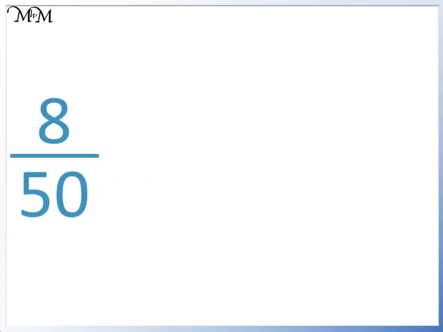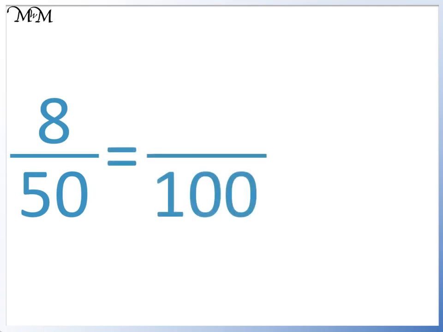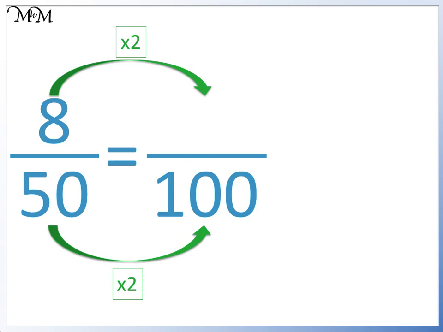But what if our fraction has a different denominator? In this example, we have 8/50ths. To convert it to a percentage, we need the denominator to be 100. This is where we will use our understanding of equivalent fractions. We want to find out how we get from 50 to 100 by either multiplying or dividing. To get from 50 to 100, we times by 2. Whatever we do to the denominator, we also need to do to the numerator. So we also multiply the numerator by 2.